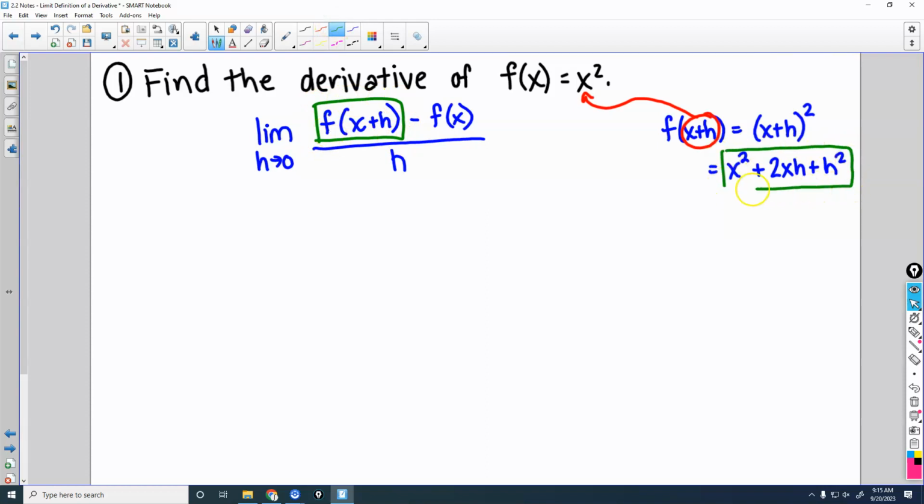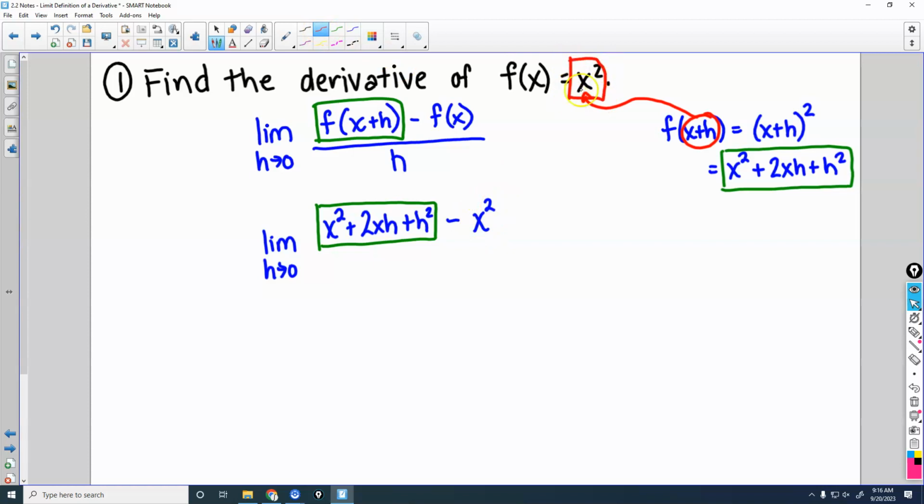Okay, so I'm going to do the limit as h approaches 0 of x squared plus 2xh plus h squared. So that's this part. I still have to do minus f of x. What is f of x for this problem? It's just x squared, right? So this right here, our x squared is our f of x. That goes right here. And it's all going to be over h.